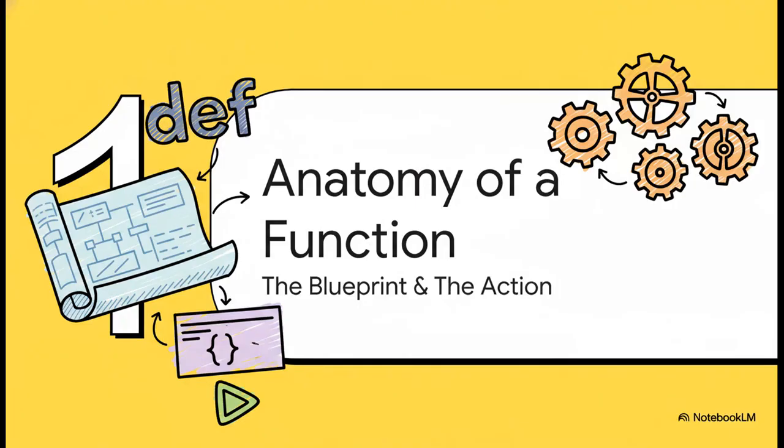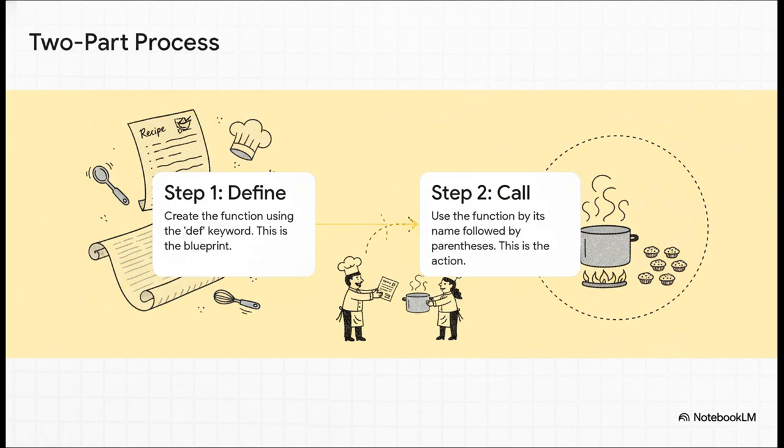So how do we actually build and use one of these recipes in our code? Well, it's a really straightforward two-part process. First, you create the blueprint, and then you call it into action. Step 1 is defining the function. That's the blueprint. It's you writing down the recipe and all its steps. And step 2 is calling the function. That's the action. It's you actually using that recipe to cook. And the best part is, you can call it as many times as you want.